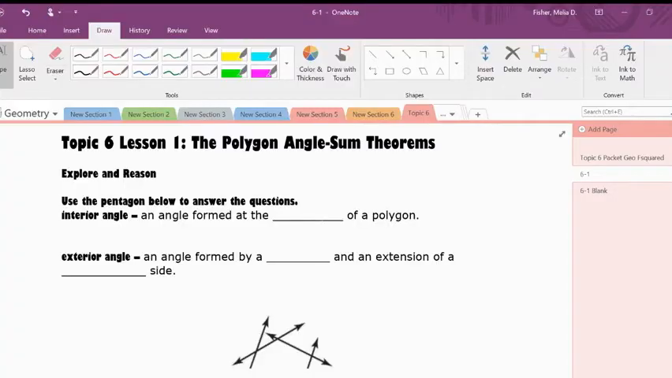Geometry 6-1. We need to define the interior angle and exterior angles. So an interior angle is an angle formed at the vertex of a polygon. And an exterior angle is formed by a side and an extension of an adjacent side.